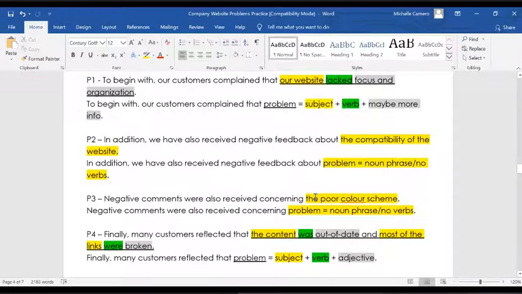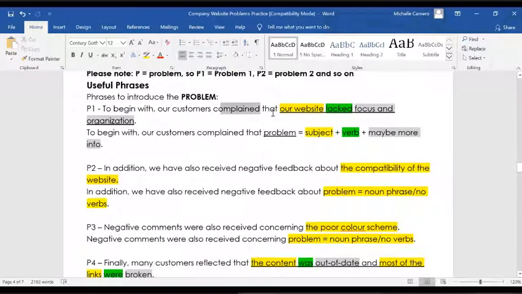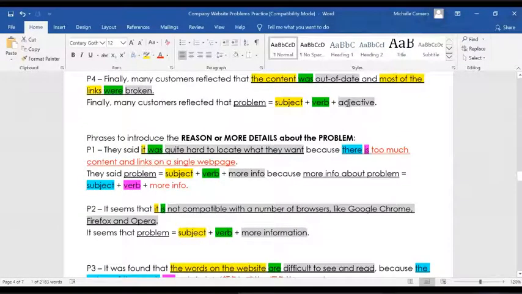You'll notice up here, this is the same. Complained that our website lacked focus. So because you've got that, you need a subject, which is our website. Lacked is our verb. And now here, instead of an adjective, we have more information. Okay, so just remember, when you have a that clause, you're going to need a subject, a verb, and then probably more information after the verb. So it could just be more information, or the more information could be adjectives. I hope I have not confused you.